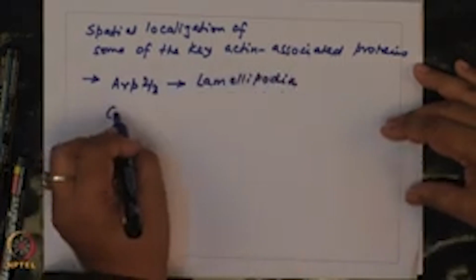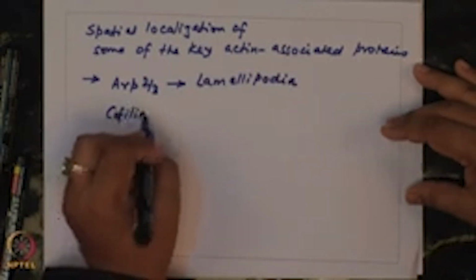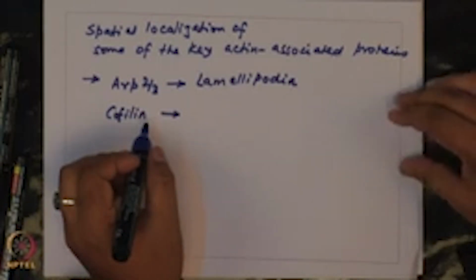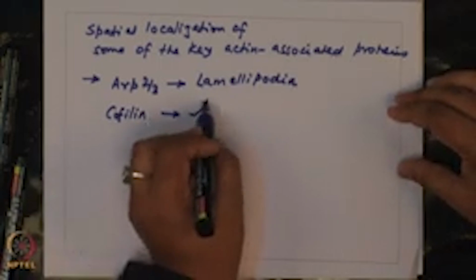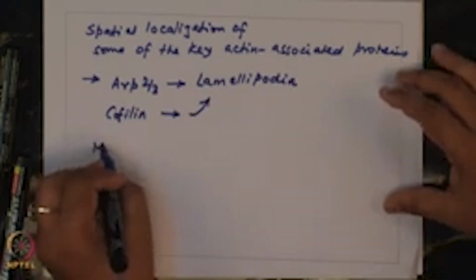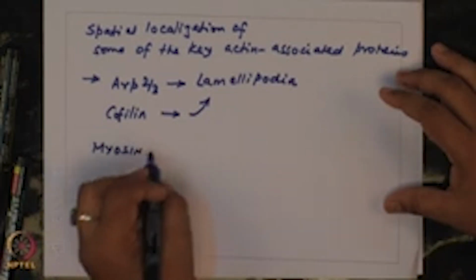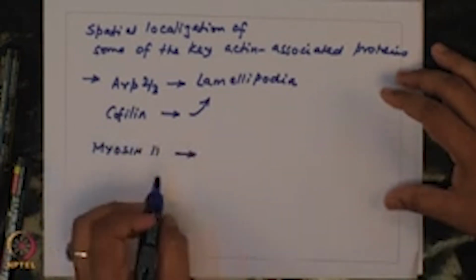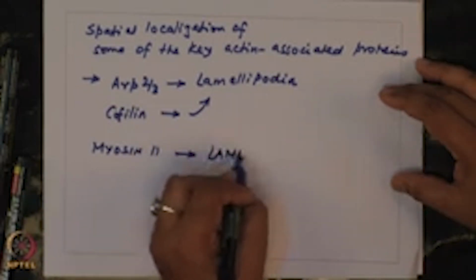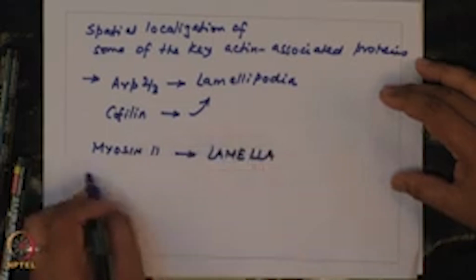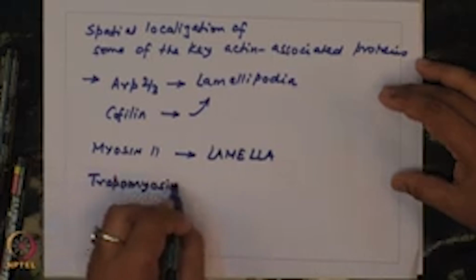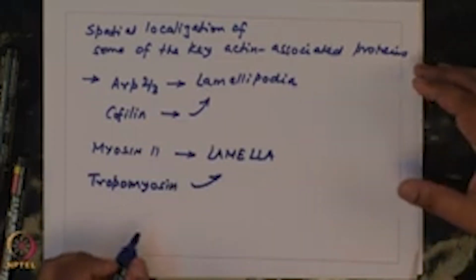Similarly, cofilin is an actin depolymerizing protein, which contributes to actin depolymerization. This is also present in the lamellipodia. In contrast, myosin 2, which actually pulls on actin fibers, was enriched in the lamella, and so was tropomyosin. This was also present in the lamella.